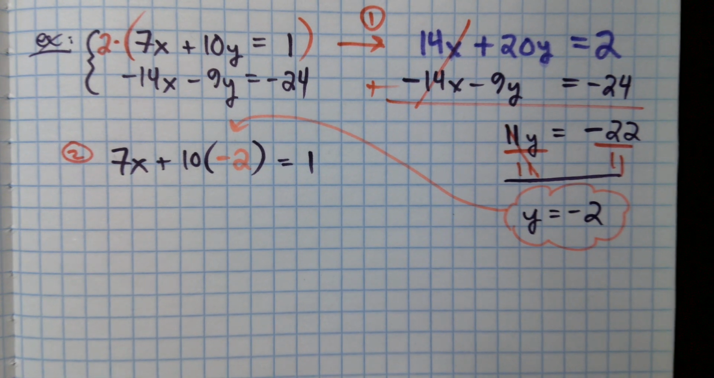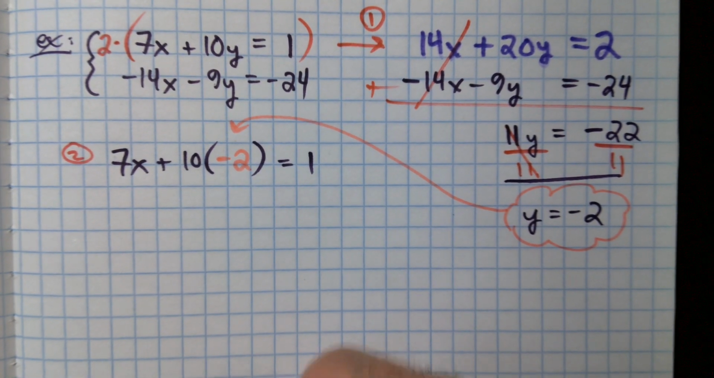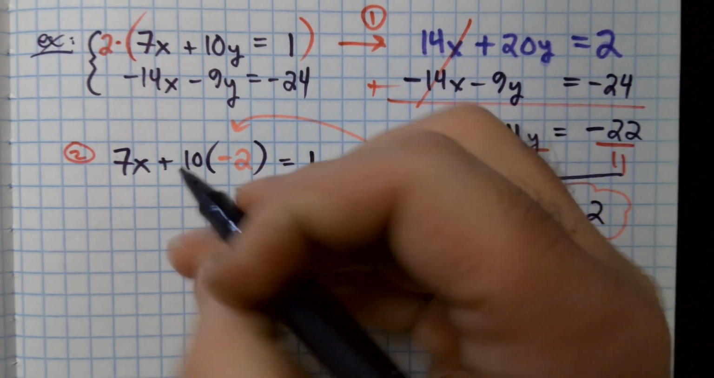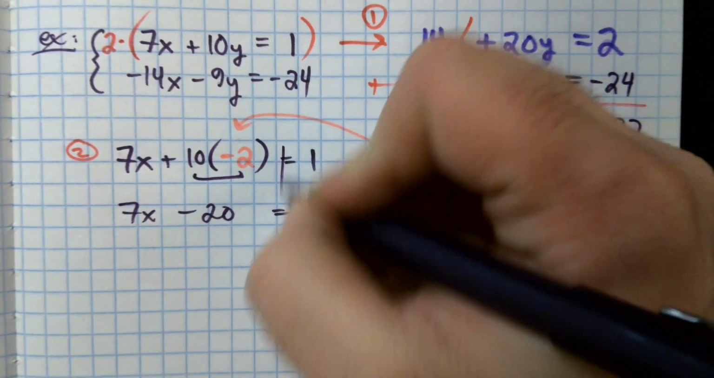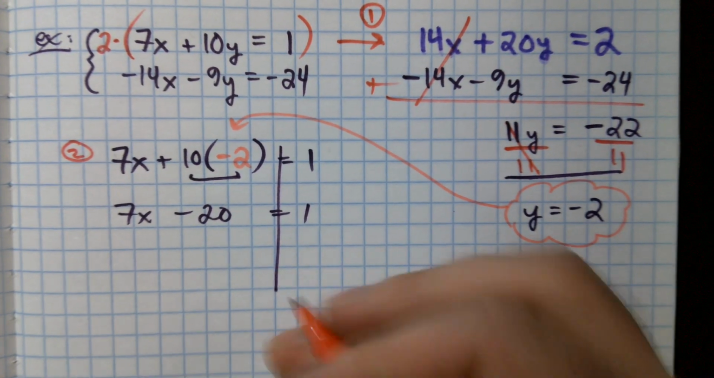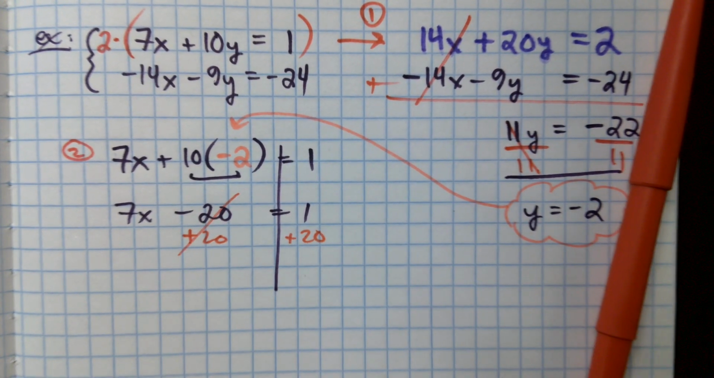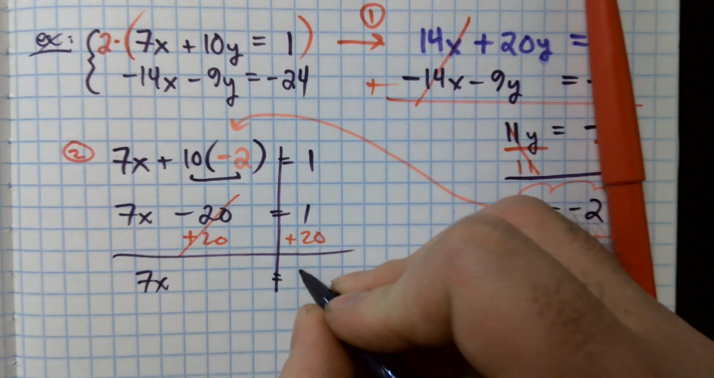Right? So each of these methods is a two-step process. The second step is always plugging in my first value into either one of my equations and solving for the second value. Just how we get to that second step is different. All right? What's 10 times negative 2? Negative 20. What can I do on both sides? Add 20. What's 1 plus 20? 21.